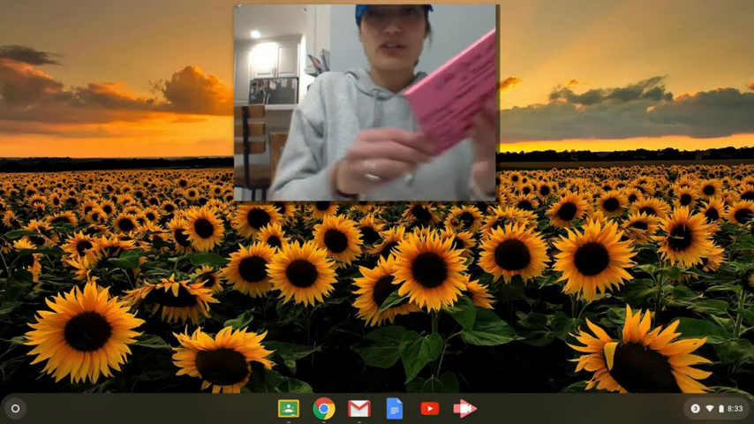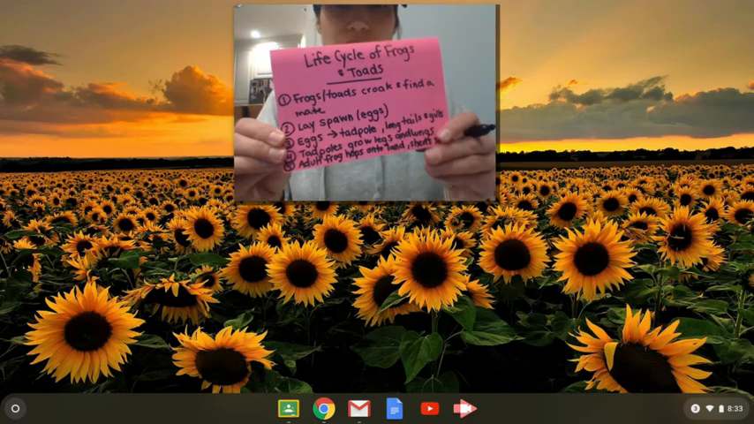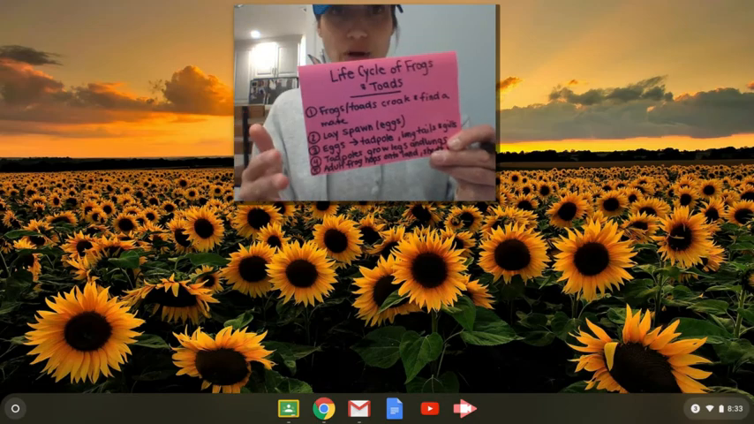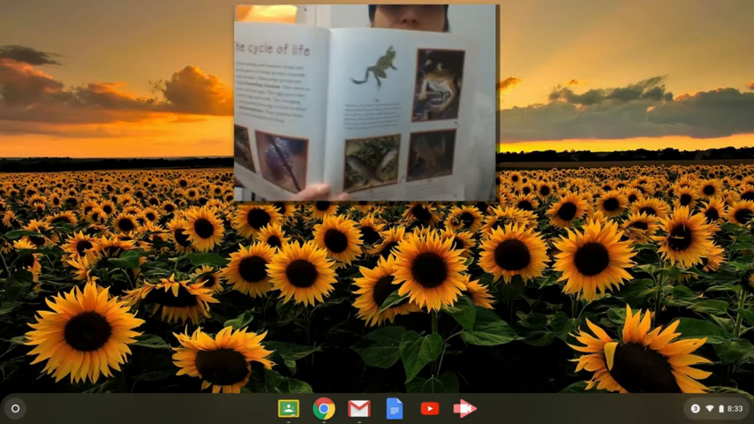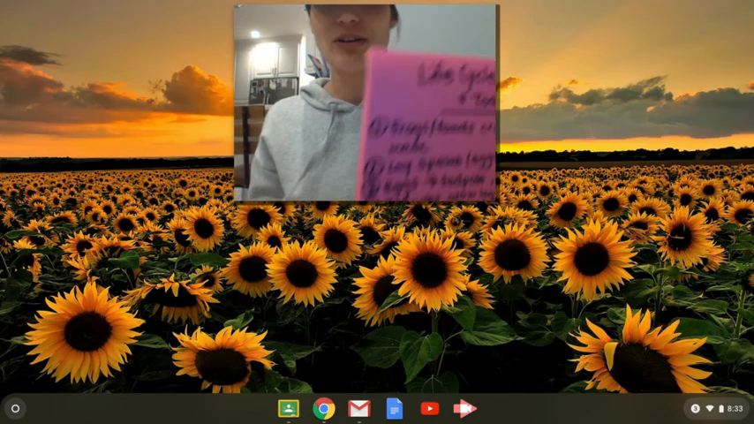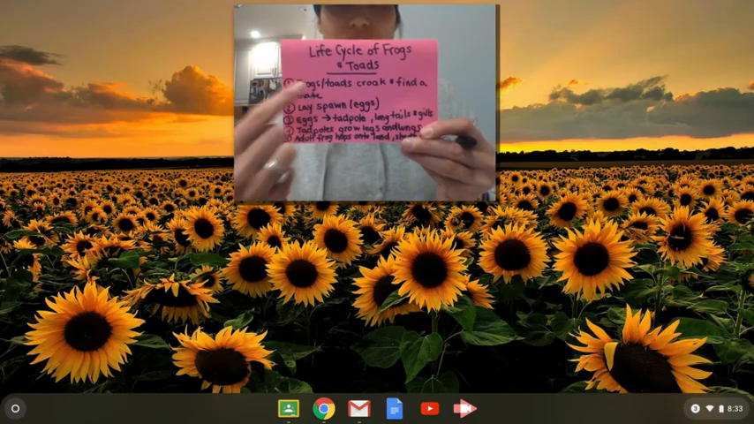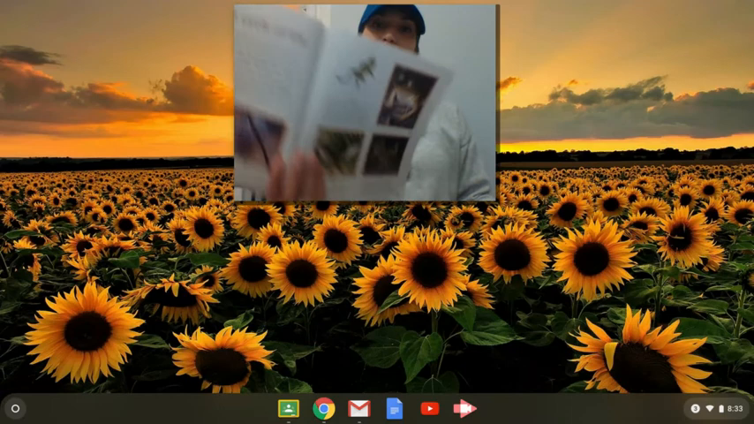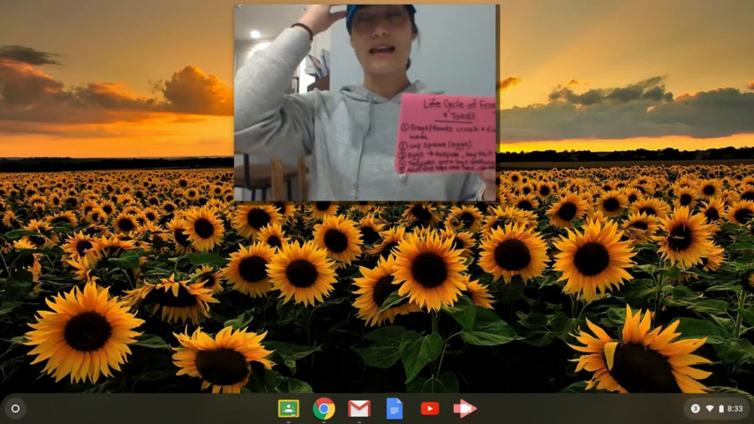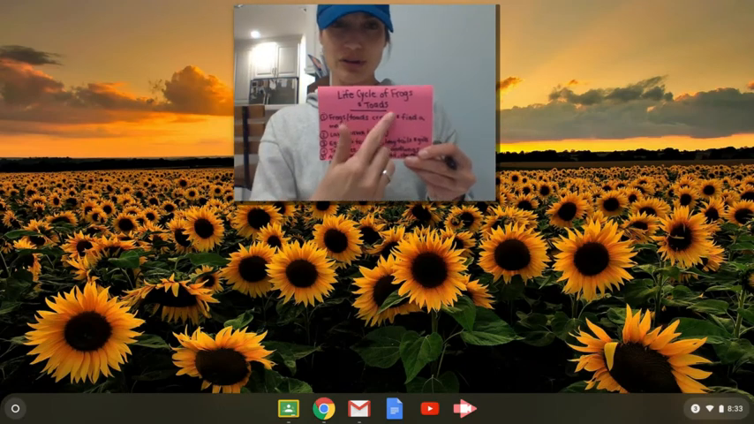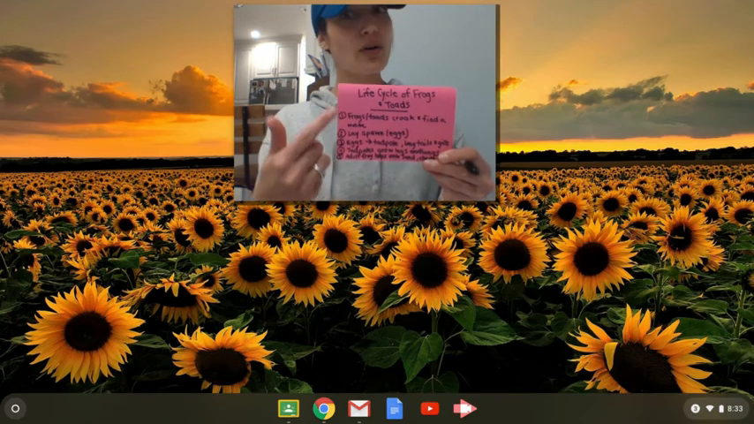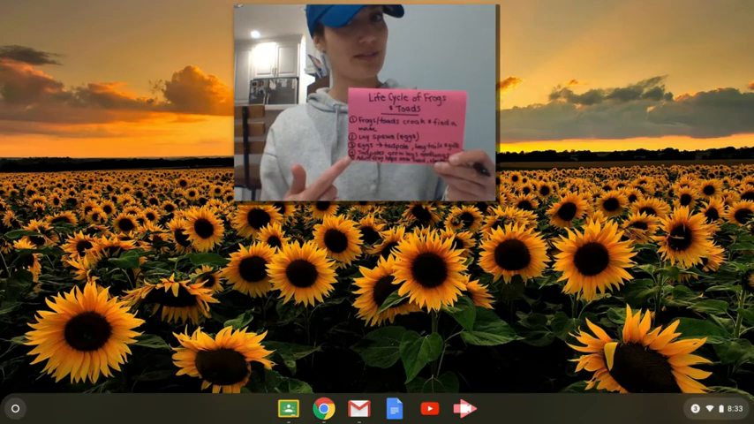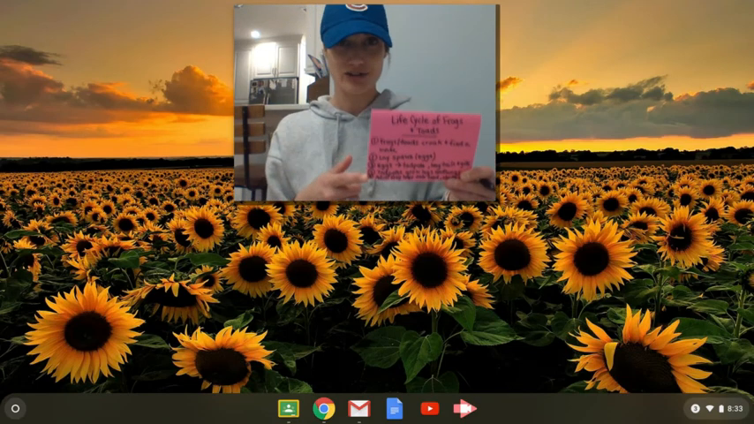So, readers, do you see how I was able to follow the text structure here, which was sequential, and take my notes in a sequential order by simply writing the life cycle of frogs and toads? So I took this information from here, put it in my head, and then put it on the post-it in a nice sequencing or steps or order. Again, that's sequential text structure.